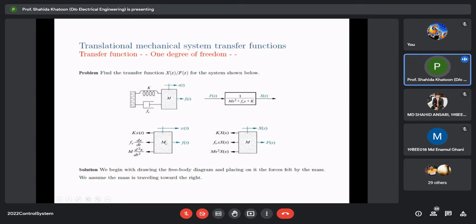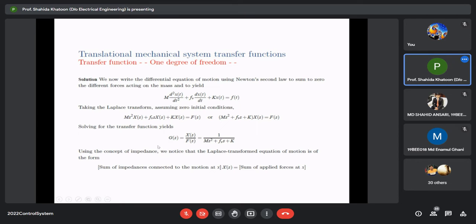If you write F(t) is equal to kx(t) plus Fv dx/dt plus m d²x/dt², right? Because this is the force in this direction, and these are the opposing forces. If this force overcomes all these three opposing forces, then there is a translation of x(t). So F(t) should be equal to or greater than these forces. This is what I have written here: m d²x/dt² plus Fv dx/dt plus kx(t) is equal to F(t).